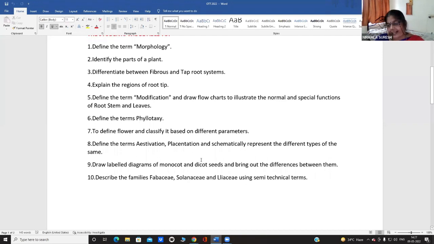Define the term phyllotaxy. What is the meaning of phyllo? Again, whenever we teach botany and zoology, most of the terms are in Latin. So you should tell the children, phyllo is a Latin term which means leaf. Taxis is a Latin term which means arrangement of the leaves on the stem. So why is it required? So that every leaf gets maximum sunlight. Why maximum sunlight? Maximum photosynthesis. Why maximum photosynthesis? Maximum survival chances.